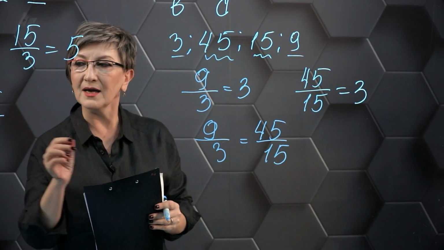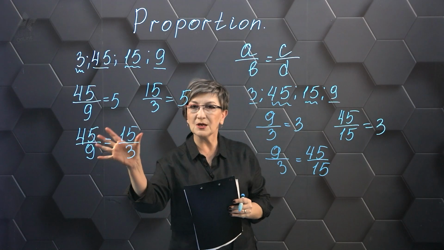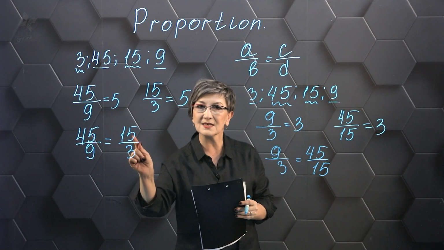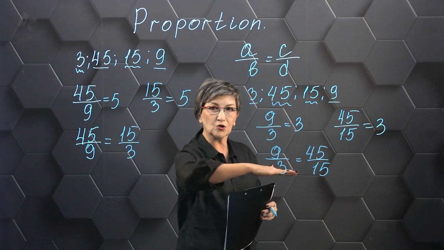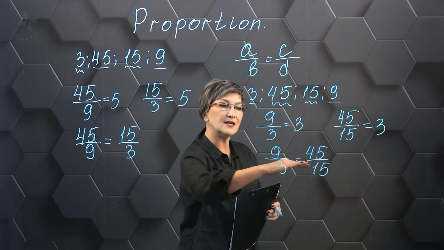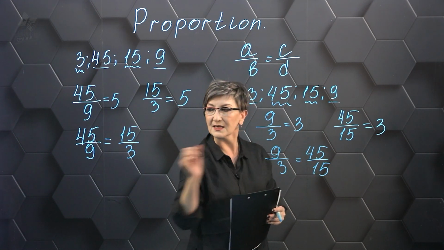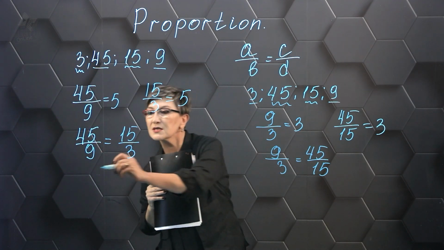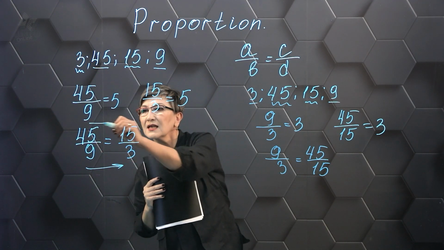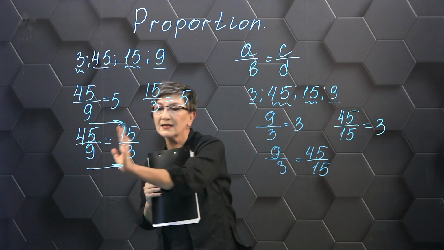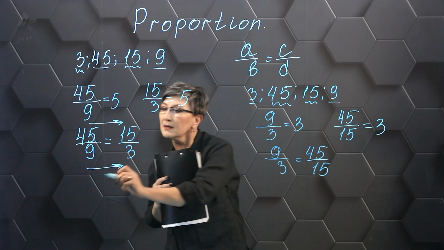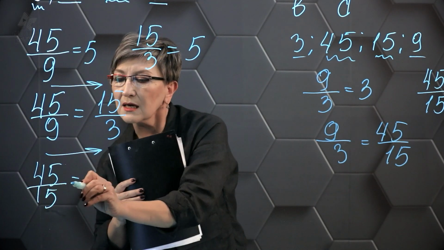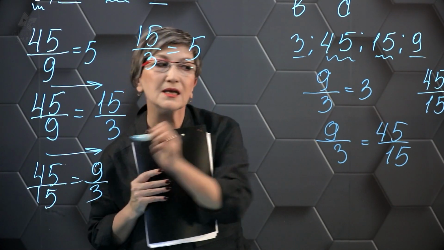Notice that we got the first proportion, 45 divided by 9 equals 15 divided by 3, and another proportion, 9 divided by 3 equals 45 divided by 15. If I were to consider the ratio from left to right in the original proportion, 45 divided by 15 equals 9 divided by 3, I would get that proportion.